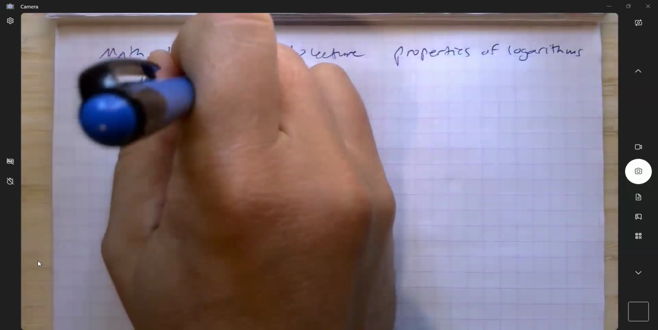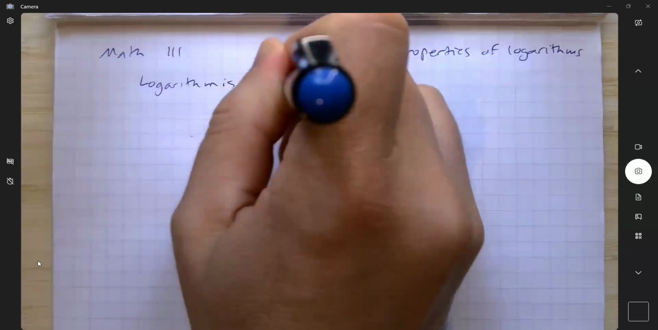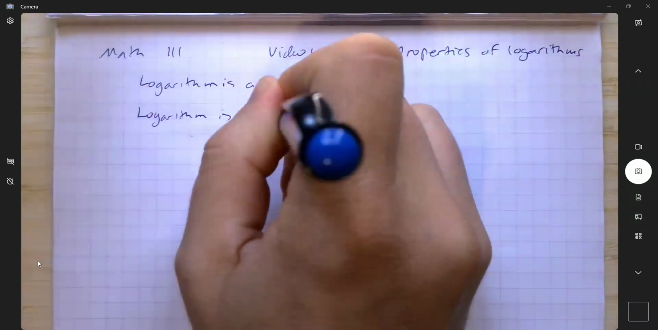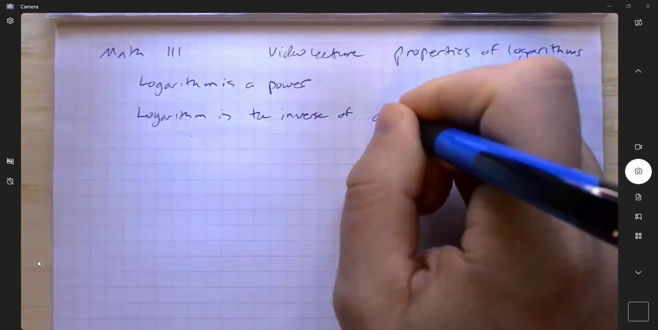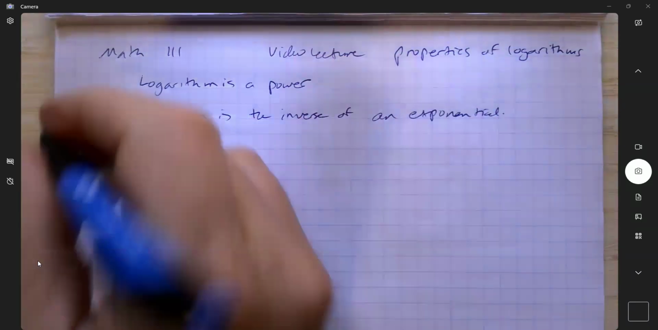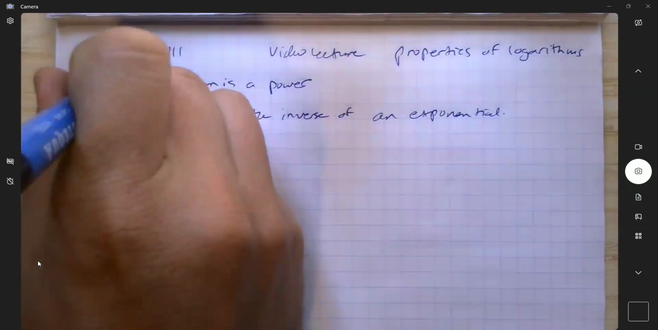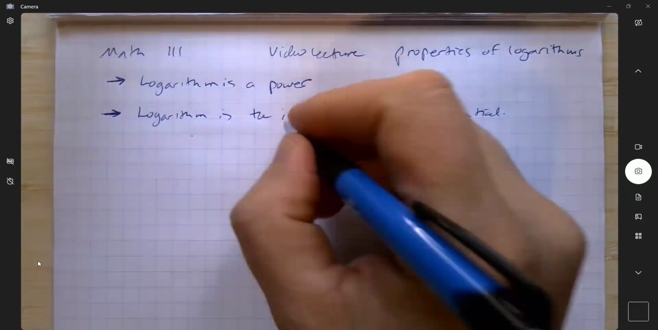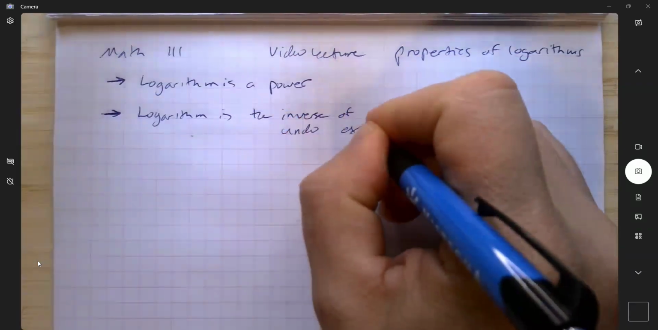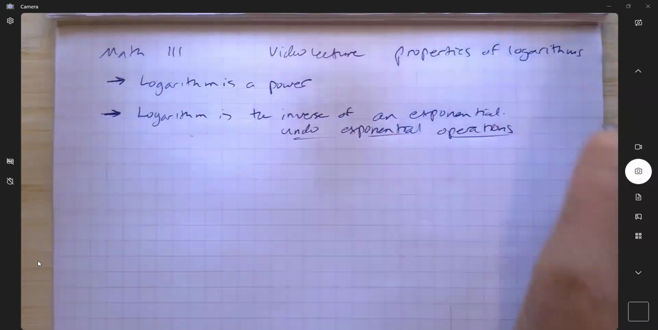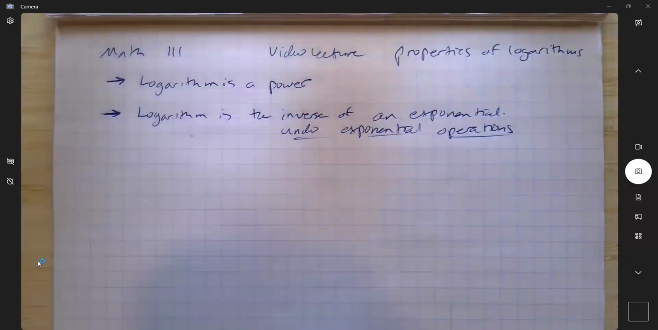But in short, a logarithm is a power, and also a logarithm is the inverse of an exponential. So when we talk about properties of logarithms, we're mostly using these two ideas, the fact that logarithms are powers and that they are the inverse of exponentials, so they undo exponential operations. And this idea is what motivates the properties of logarithms.